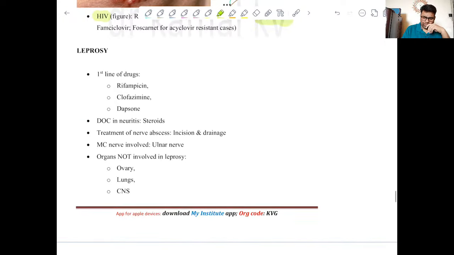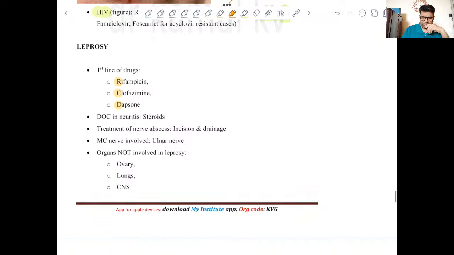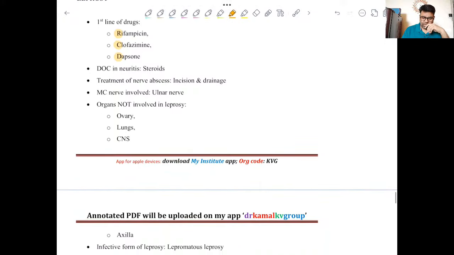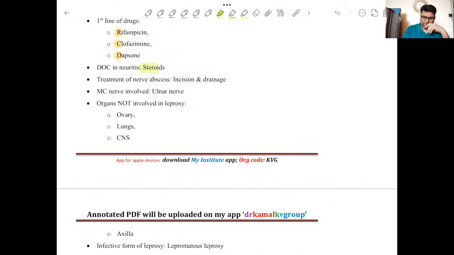Then moving forward to leprosy, we can use 3 drugs: rifampicin, clofazimine and dapsone. Of course, in multibacillary we give all these 3 drugs. In paucibacillary we give only two, rifampicin and dapsone. For neuritis, we can give steroids. If there is abscess, it needs incision and drainage. Most common nerve involved is the ulnar nerve.